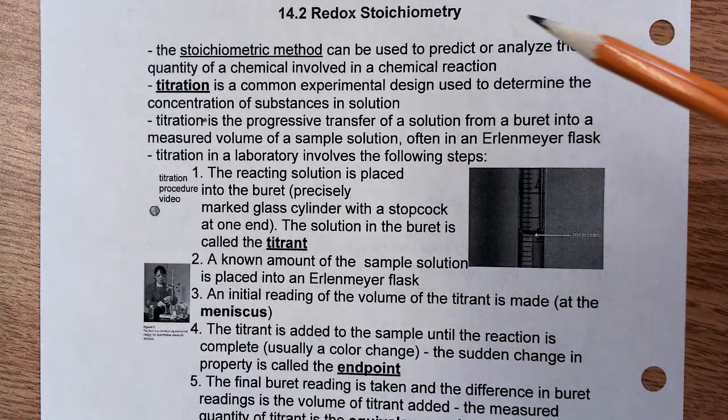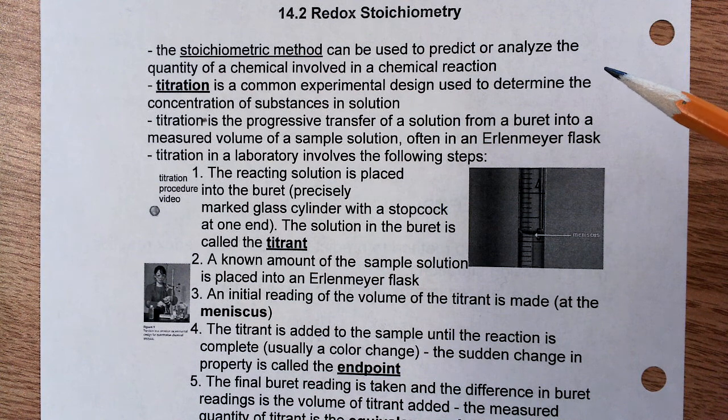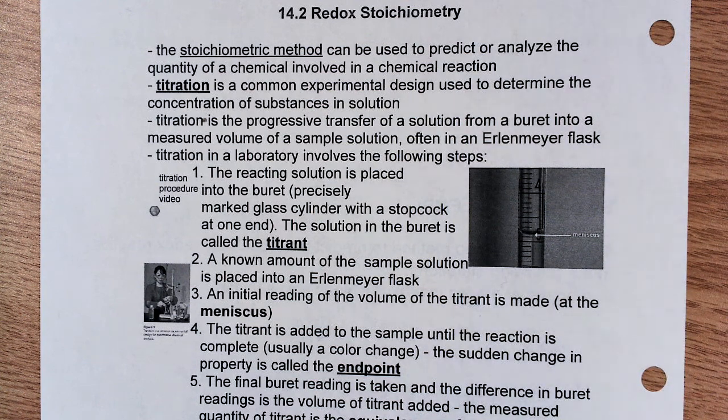So just stoichiometry, we went over last year, the intro to stoich. The biggest thing with it is just remembering that the stoichiometric method is used to predict and analyze a quantity, so the amount of chemical involved in the reaction. So if we're given an amount of reactant, we can then find the amount of product and so on.